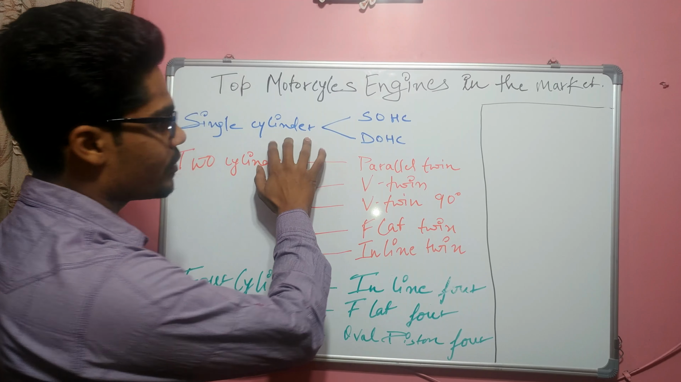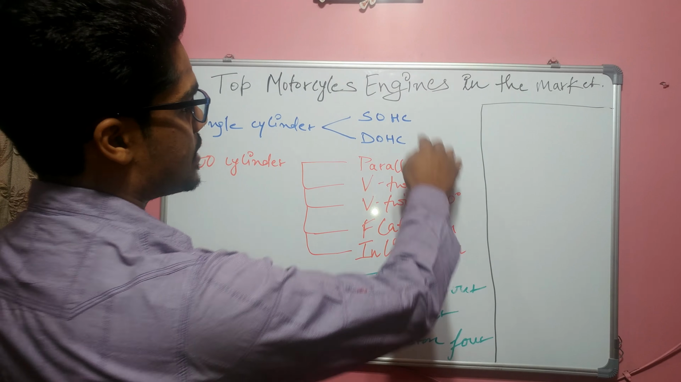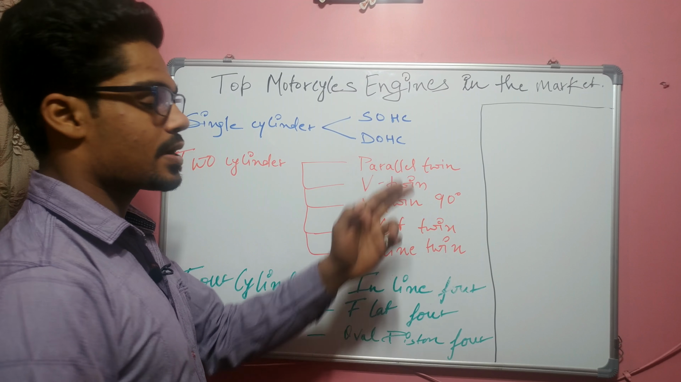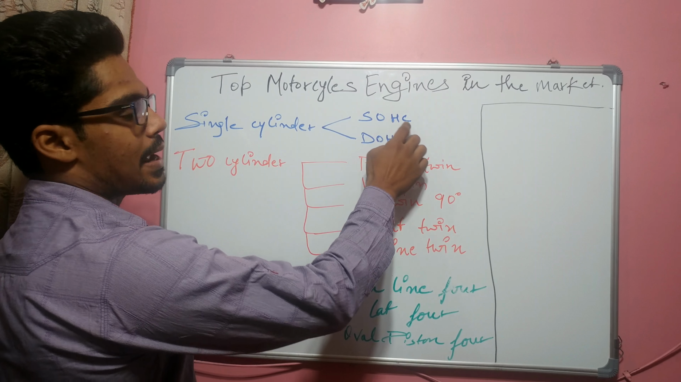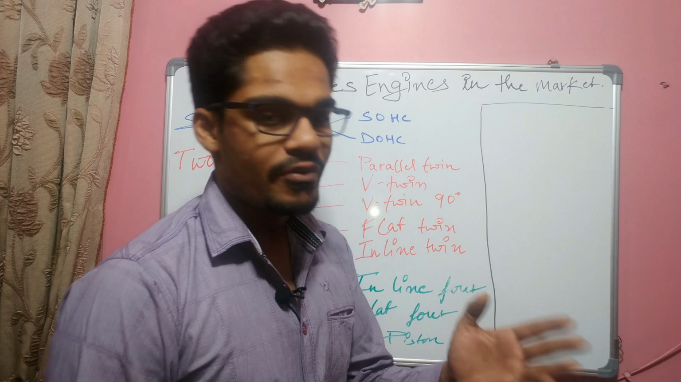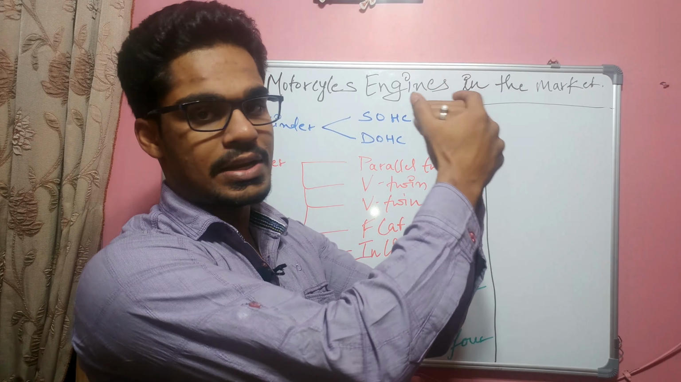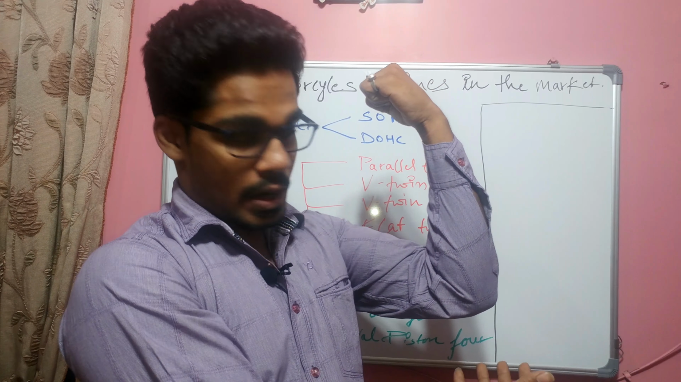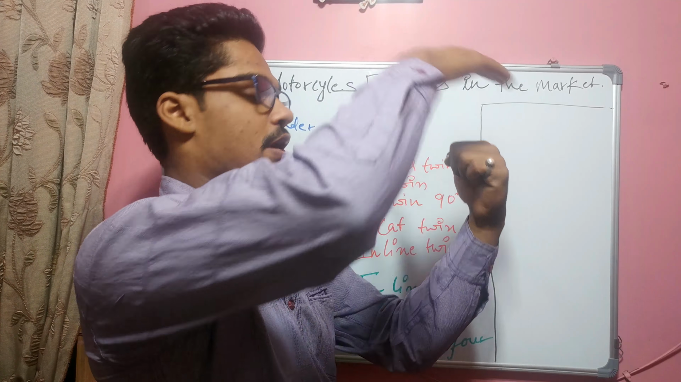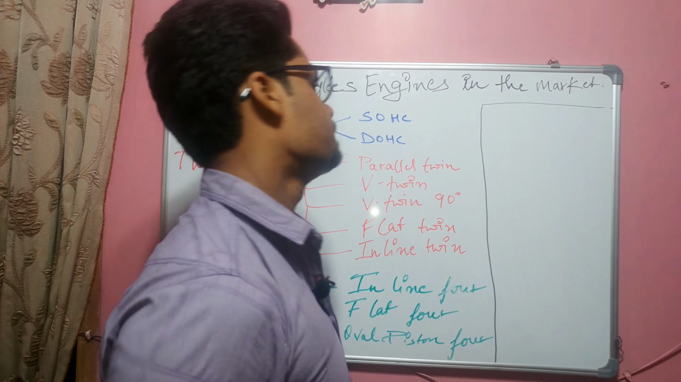So guys, in the single cylinder we do have two setups, that is SOHC and DOHC. SOHC and DOHC stand for single overhead camshaft or dual overhead camshaft. In the single cylinder, we have a cylinder, underneath we have the crankshaft, and on the upper part we have the camshaft. The camshaft operates the valves.